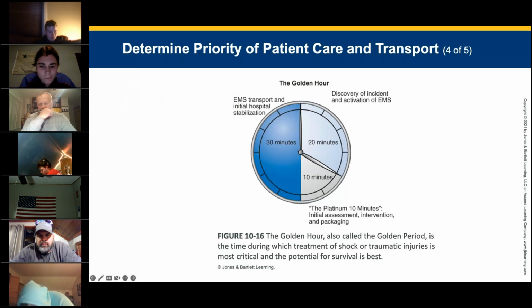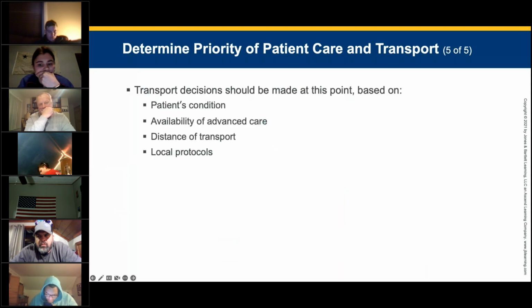So here's a little photograph to kind of show what we're talking about here. They're giving us 30 minutes to stabilize them, provide initial stabilization. 20 minutes for discovery of the incident and the activation of EMS. So that's before we get there. 10 minutes should be spent assessing, intervening, packaging, and getting them on the road. 10 minutes on scene time, and then 30 minutes to get to the hospital from there. In some places, that's just not possible, and that's where things like helicopters come into play.